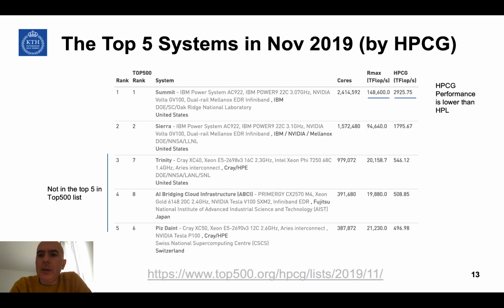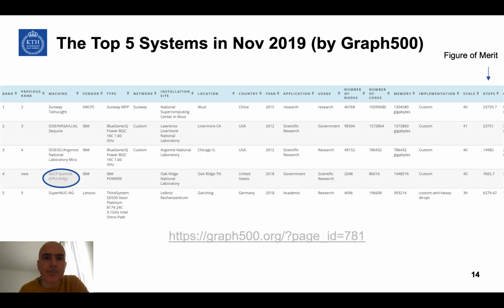So the two columns here present Rmax, that, as I told you, is the number we got from HPL. And next to it, we have the results from the HPCG. One thing we should notice is that the performance of the HPCG is much lower than the performance by HPL, right? So real-world HPC applications do not perform as well as HPL.